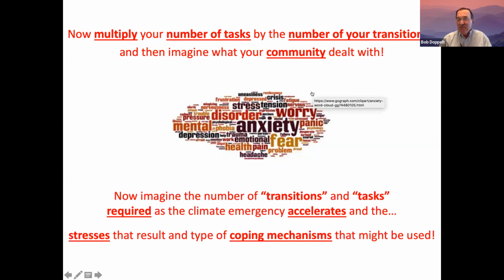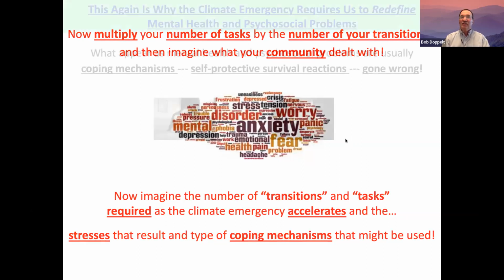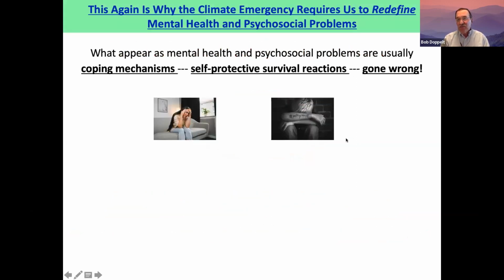And now imagine the number of transition and tasks required as the climate emergency accelerates, and the stressors and types of coping mechanisms that people might use to deal with those. And so this again is why I think it's really important to think about that and remember that the climate emergency really requires us to redefine how we've traditionally, at least in the mental health field, defined mental health and climate and psychosocial problems. We have to redefine those.